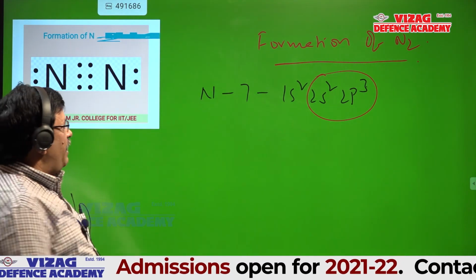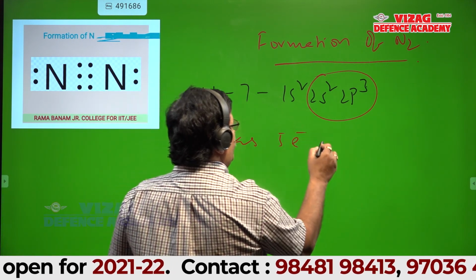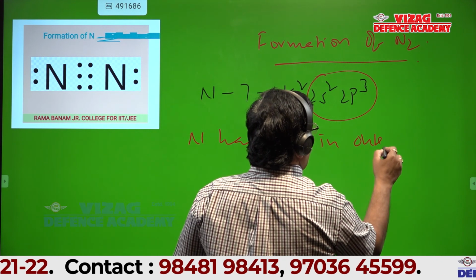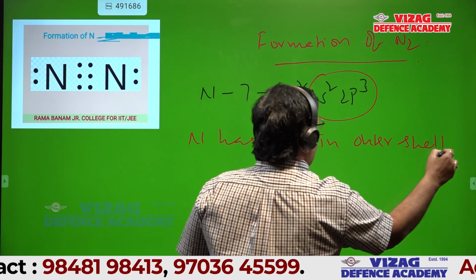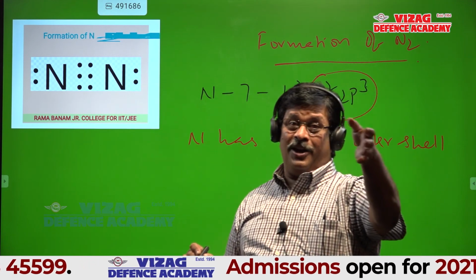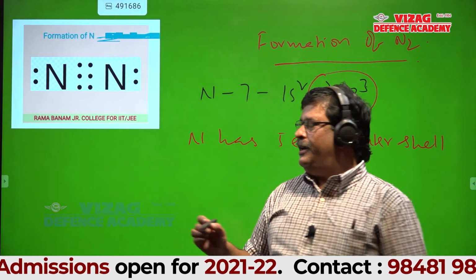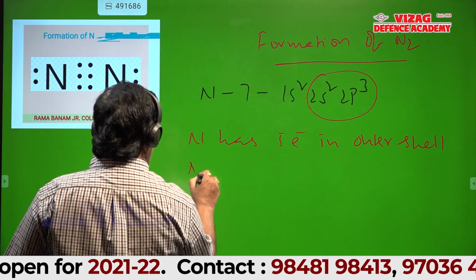So nitrogen has 5 electrons. It requires 3 more electrons, so it contributes 3 electrons to form an octet. Before that, you should write how many electrons it requires for its octet. After that, you write how many electrons it contributes.